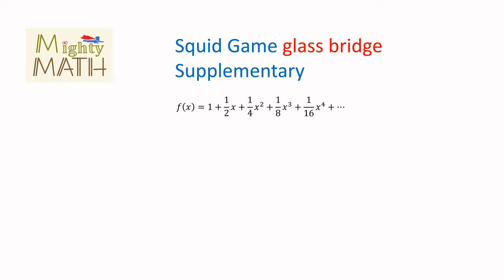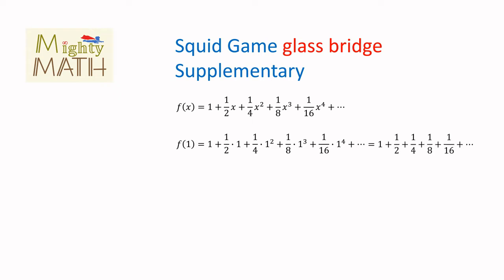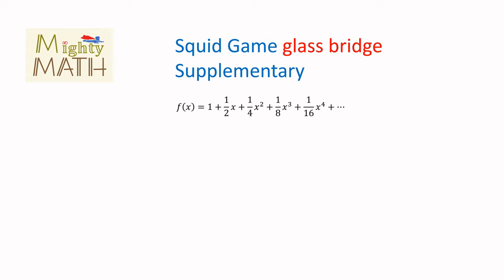If we place 1, we get 1 plus 1/2 times 1 plus 1/4 times 1 to the power of 2 plus 1/8 times 1 to the power of 3, and so on, which is actually 1 plus 1/2 plus 1/4 plus 1/8. This is our classical infinite sum, and it equals 2. I'll even show that in a little while. Now let's derive this function.